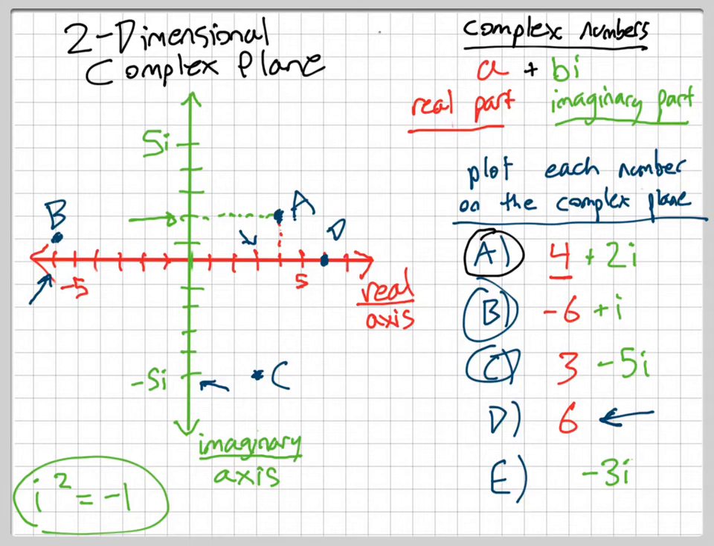And the complex number -3i that we have in example E, well, we can think of that as a complex number just where the real portion is equal to 0. So we're not going to move at all left or right on our real axis, but we will go down 3 units to get to -3i on our imaginary axis.